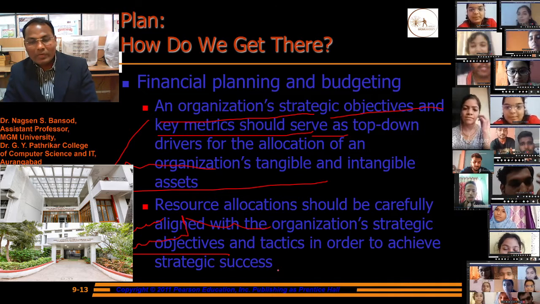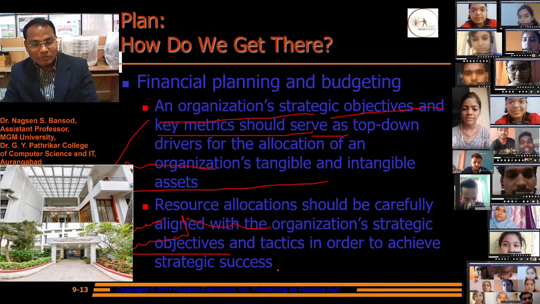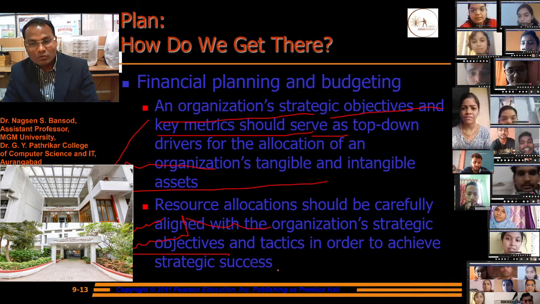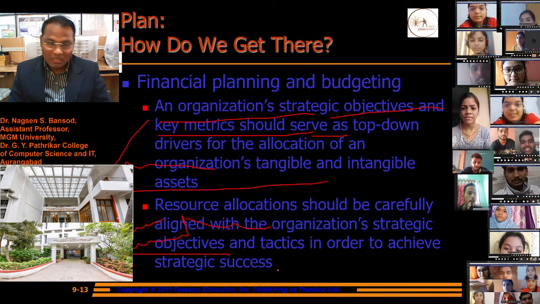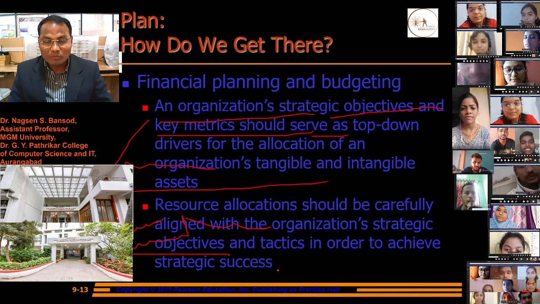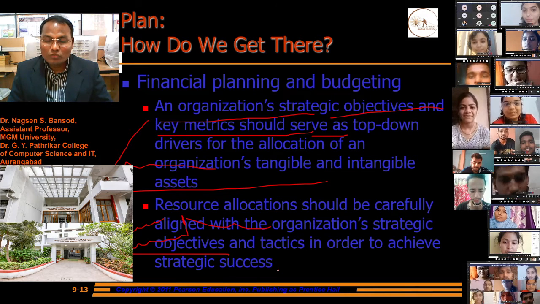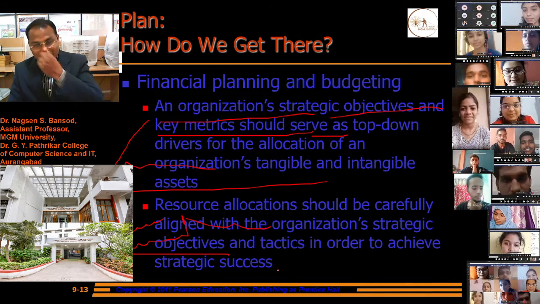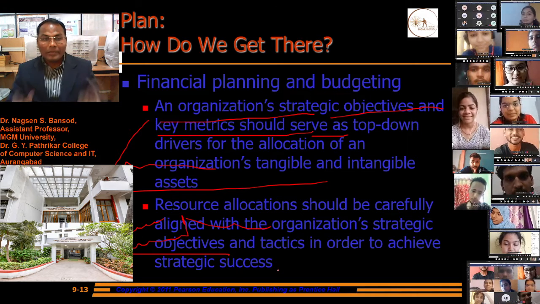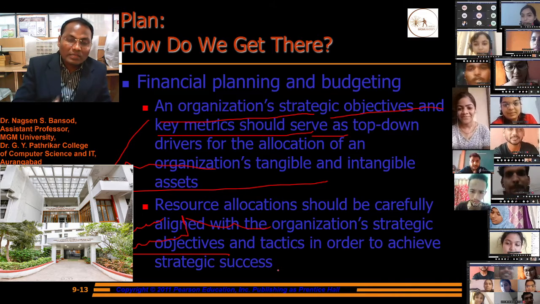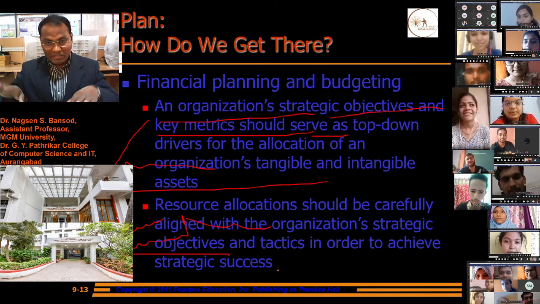The resource allocation should be carefully aligned with the organization's strategies, objectives and tactics in order to achieve strategic success. Suppose we have some resources, some machines, all these should be used for our business, but with planning: how much electricity is required to develop that product, and how much we have. There must be planning.